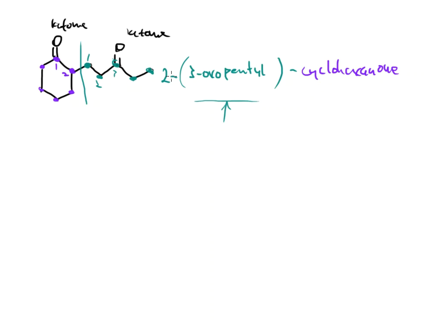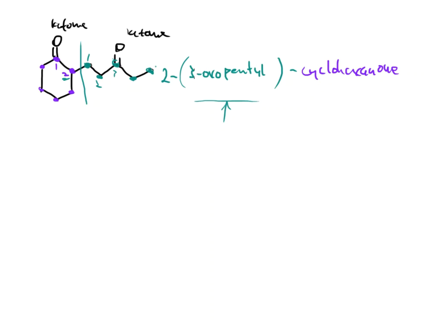2-(3-oxopentyl)cyclohexanone. That means parent chain, cyclohex, 6-membered ring structure with a double bond O. And at carbon number 2, bing, bing, bing, right there, we have a pentyl group, 1, 2, 3, 4, 5.